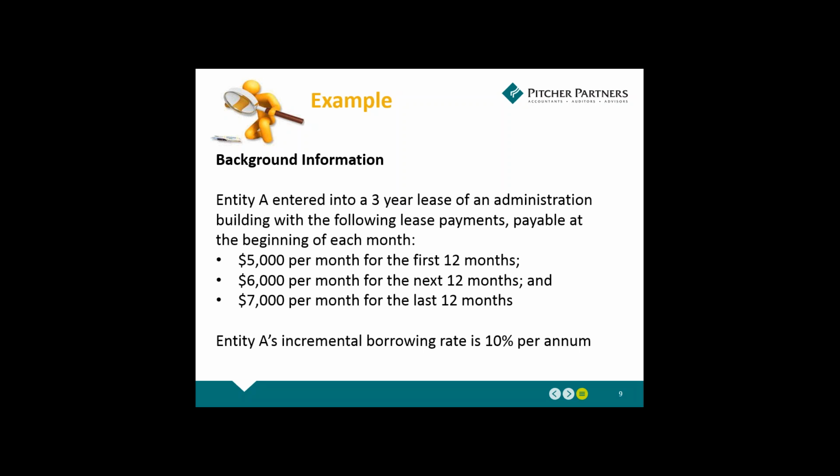So in this example, I thought I'll keep it simple. Entity A entered into a 3-year lease of an administration building with the following lease payments. So it's payable at the beginning of each month. So we've got $5,000 per month for the first 12 months, then $6,000 per month for the next 12 months, and $7,000 per month for the last 12 months. So a lease for 3 years. Additional information: entity A, who is leasing this building, has an incremental borrowing rate of 10% per annum. So that's the background information.